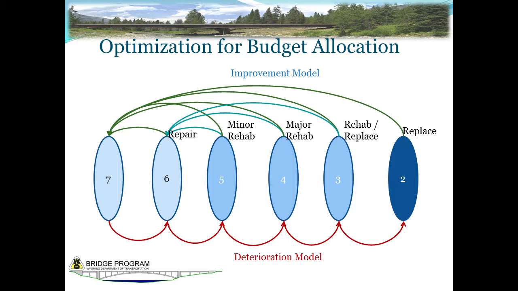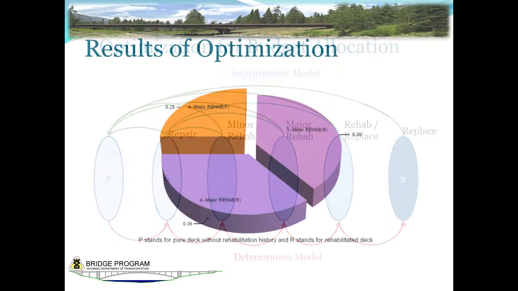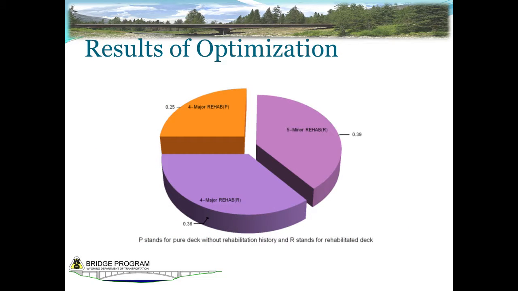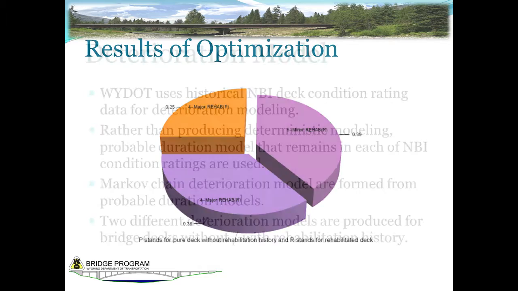optimization compares deterioration with improvement, trying to put the fund in each of different preservation categories in order to achieve whatever the objective is. So this is the general concept of it, and this is the typical result of optimization. In this example, 39% will be spent on minor rehab and 36% will be spent on major rehab in order to achieve the objectives. We're going to discuss more about this.